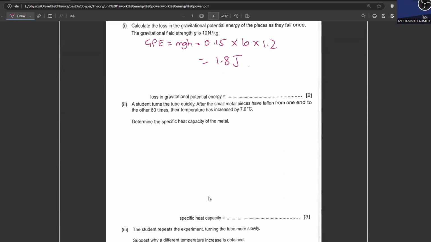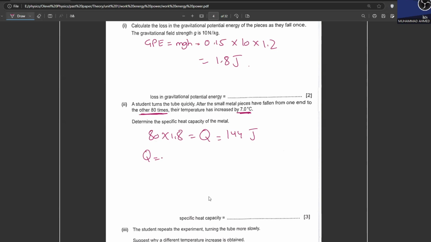The student turns the tube quickly after the small metal pieces have fallen from one end to the other, 80 times. So if you are rotating 80 times, what will be your energy change in gravitational potential energy? 80 times 1.8 will be your total energy, or you can say Q. Multiply it with 80, this comes out to be 144 joules. If you rotate the tube 80 times, the total energy will be 144 joules. This causes a temperature rise of 7 degrees centigrade. Determine the specific heat capacity of the metal.